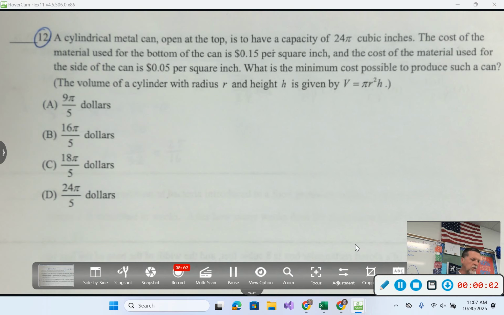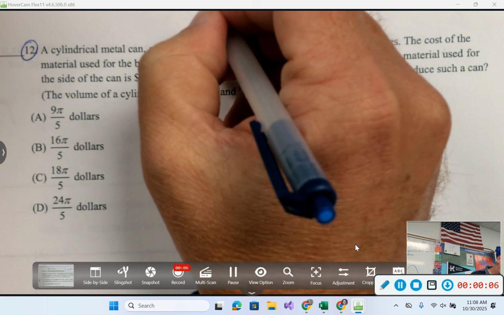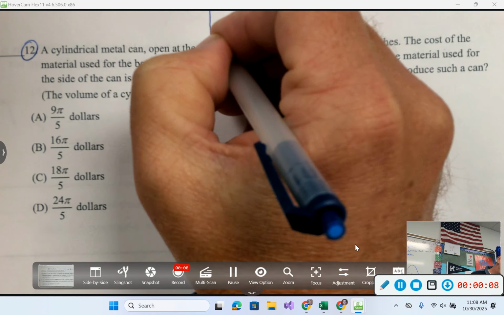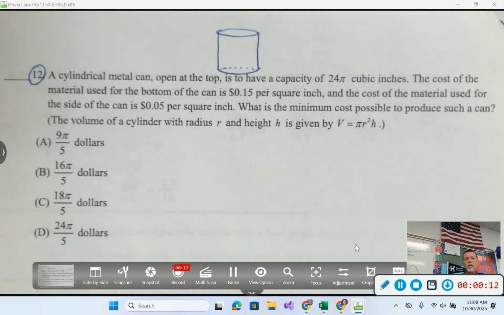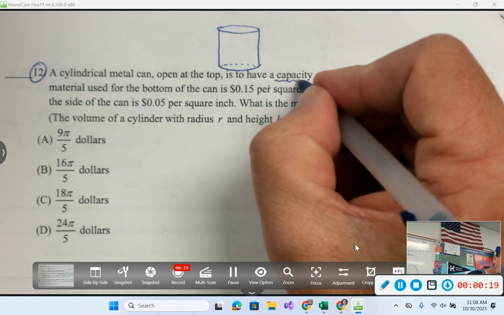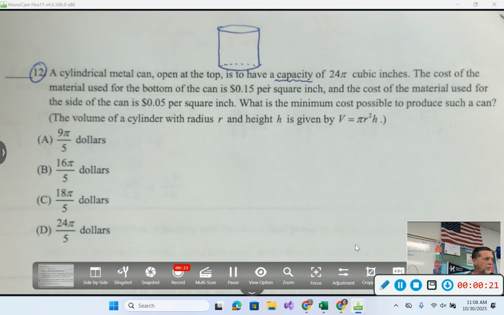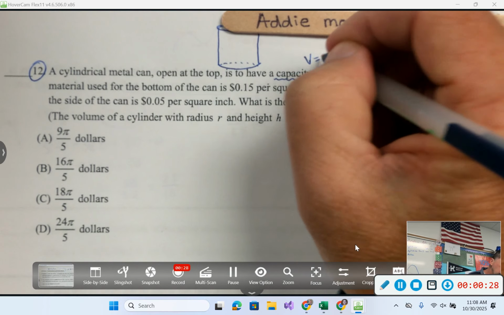A cylindrical metal can, open at the top. So there's my well-drawn cylindrical metal can, open at the top, is to have a capacity. Capacity, I think we've seen that before. Capacity is a fancy word for volume. So volume equals 24 pi.